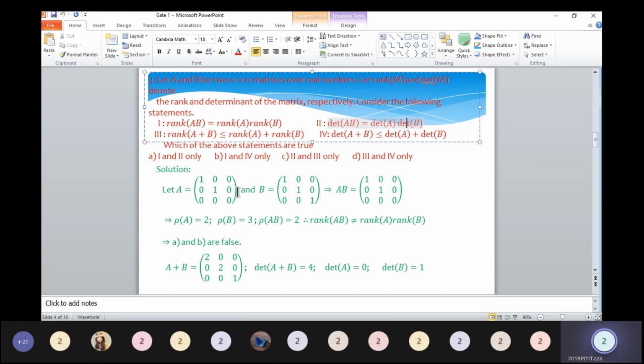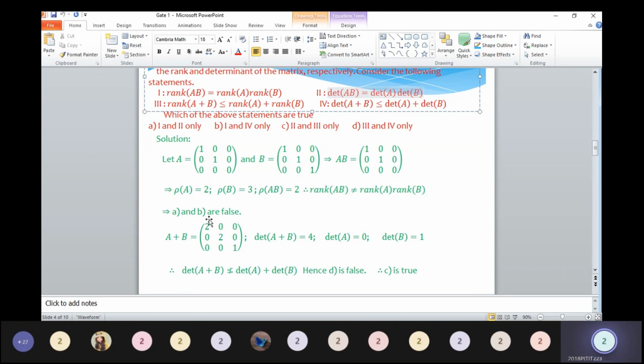Suppose I take A as this one and B as this one. What is AB? B is an identity matrix, so AB equals A will come. So the rank of this matrix is 2, but the rank of B is 3 and the rank of A is 2. So 2 into 3 is 6. It cannot be equal, so that statement 1 is false. That's why by using this, A and C will not come. A and C are definitely false, so B and D must come.